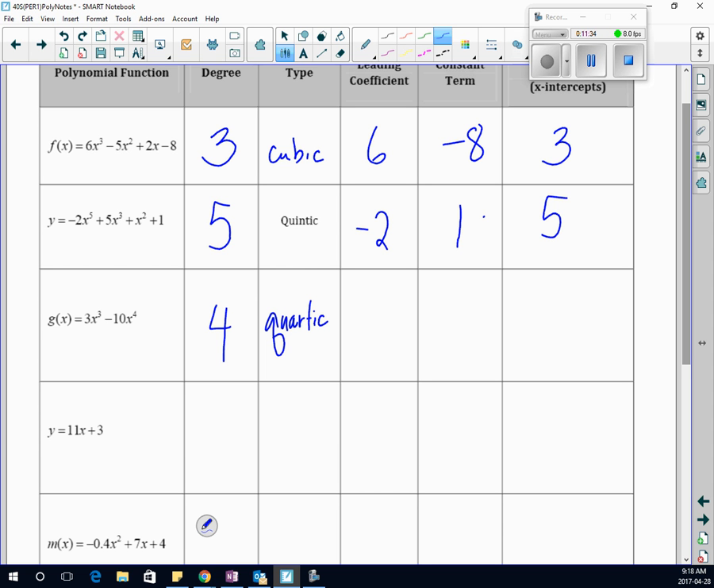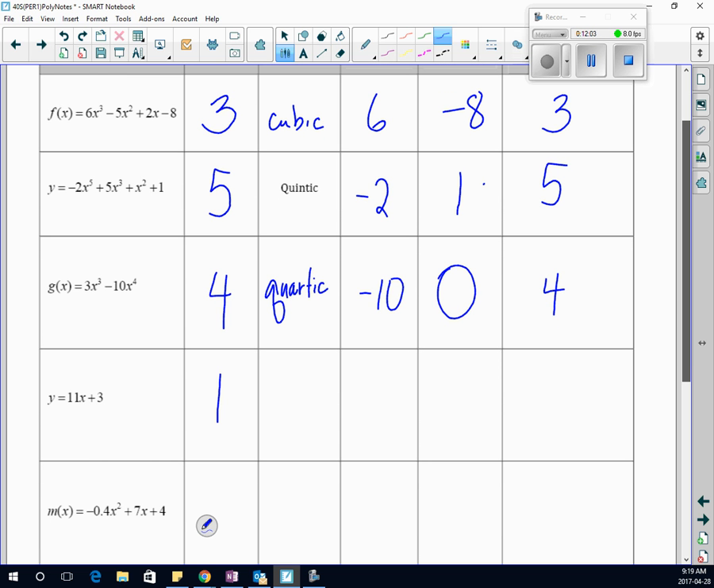What's the leading coefficient? Negative 10. So what does that mean? How are they going to open? Down. They're going to start down there, go whatever, and come back down. Does everybody see that? What's the constant term? 0. How many x-intercepts could this have? Maximum 4. What's this one?